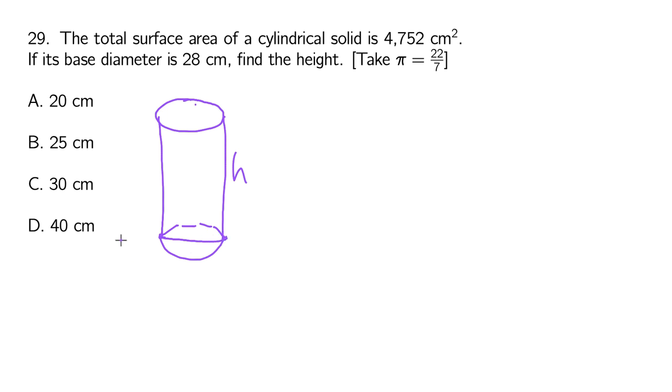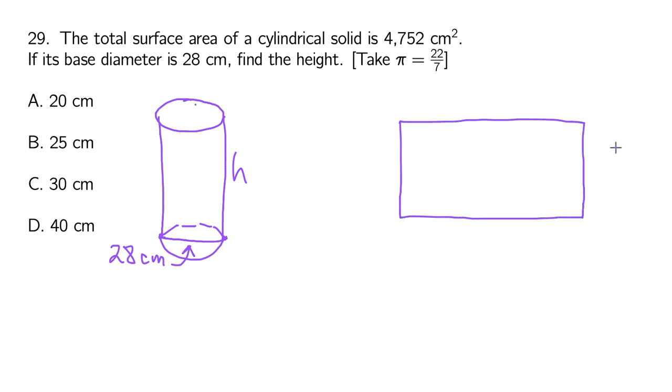This is 28 cm. That's this one. So we can spread out this cylinder so we can see things better. When we do that, we have this, and then we have the circles on both ends.